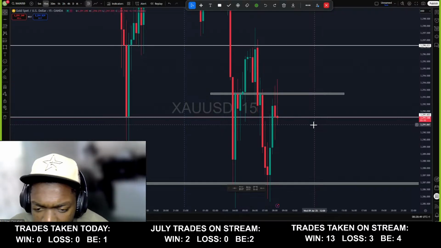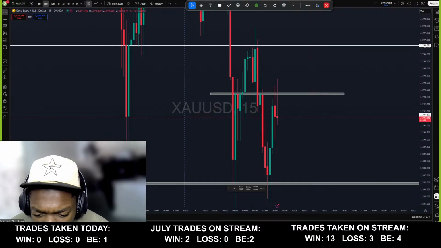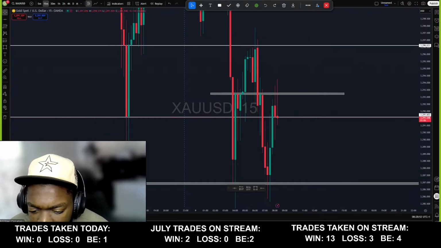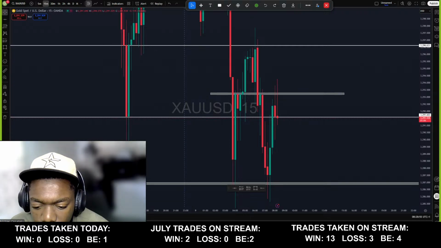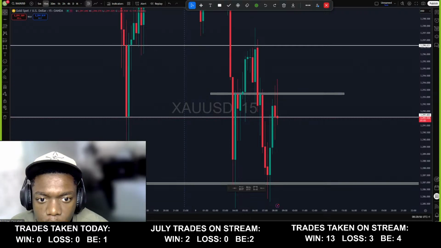So 1 more minute, guys. 1 more minute, and price is looking like it doesn't want to go to the upside. So that's what it is.